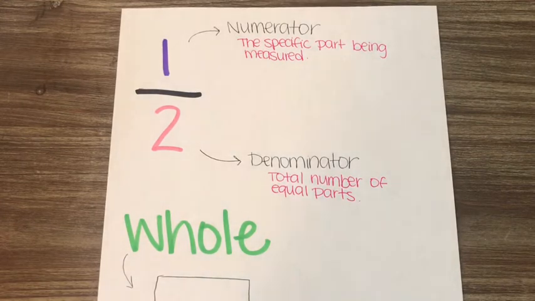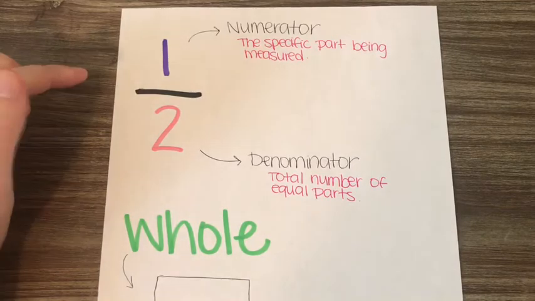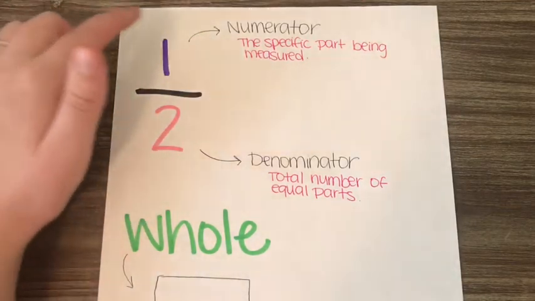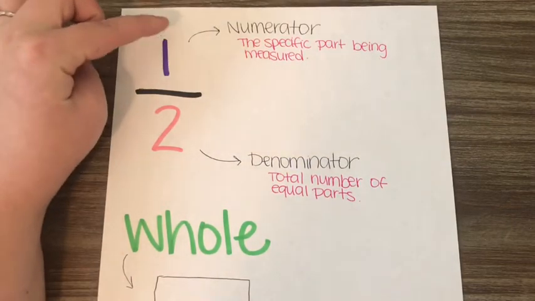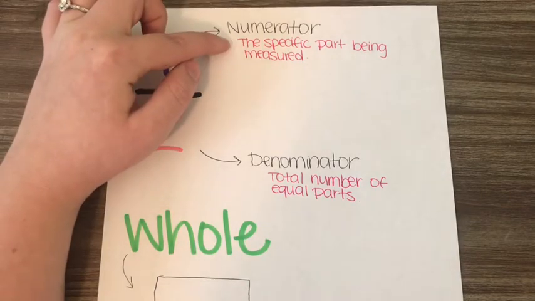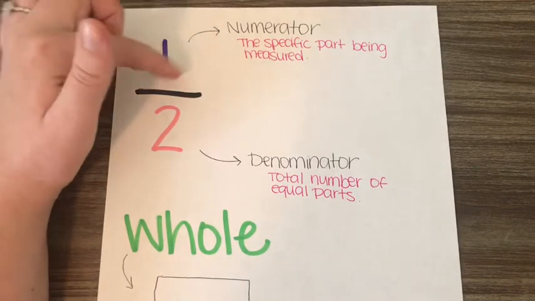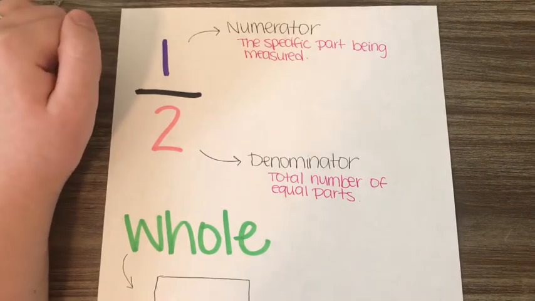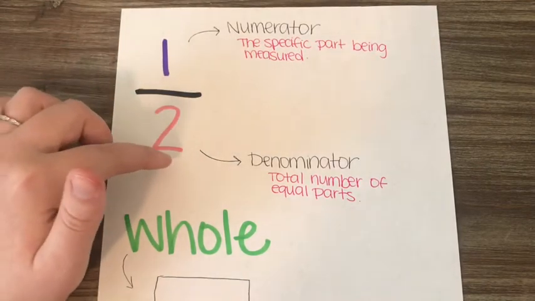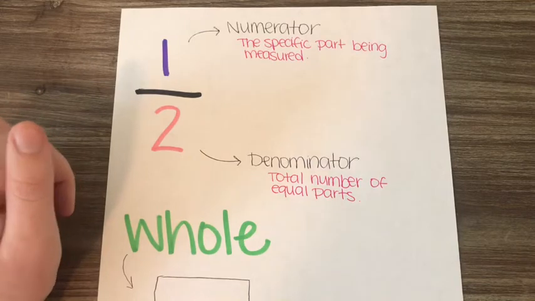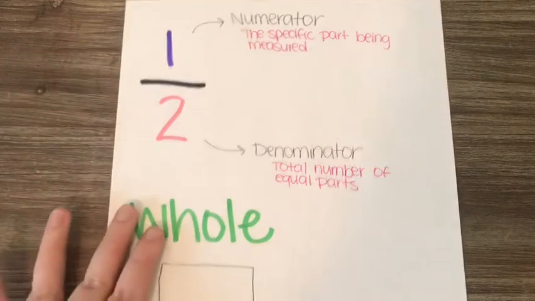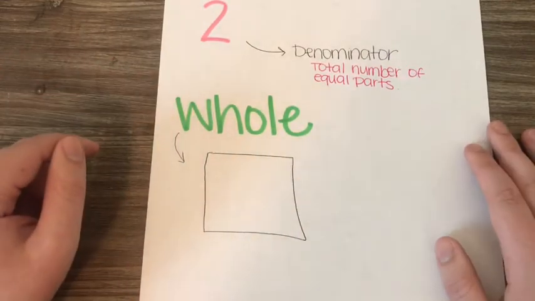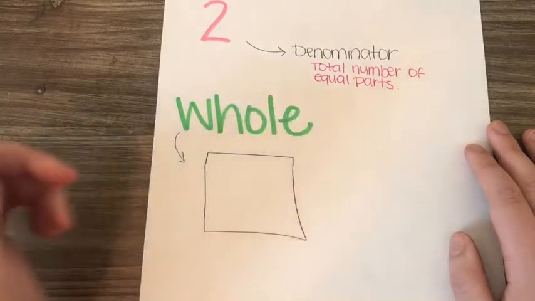So it's important to remember what a whole and what a fraction is. A fraction is this right here. A fraction incorporates the top number, which is a numerator, and a numerator is a specific part being measured. And then the bottom number, which is a denominator, is our total number of equal parts. So this is a fraction, and a fraction is basically a part of a whole.